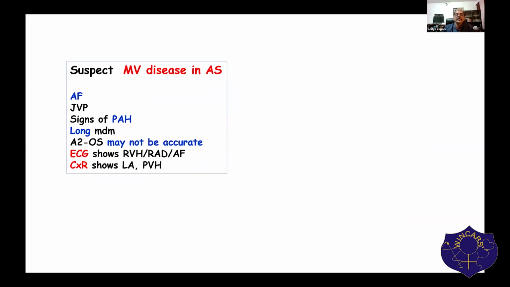Suspect mitral valve disease in AS if the patient has got AF, JVP signs, signs of pulmonary artery hypertension, a long rumble. A2-OS may not be accurate because if you realize, in aortic stenosis the split becomes paradoxical. So A2 moves later. So A2-OS may not be very accurate. So you have to rely sometimes on the ECG. If the ECG shows atrial fibrillation, RVH, right axis, you might suspect mitral valve disease. If the X-ray shows pulmonary venous hypertension or LA enlargement, you'll again suspect mitral valve disease.